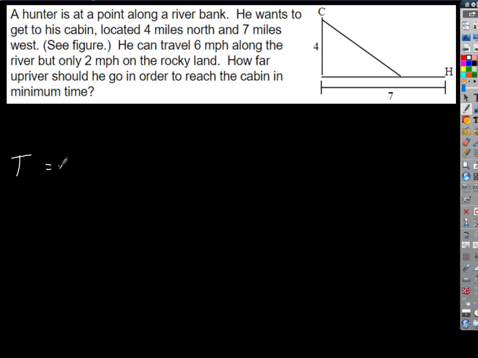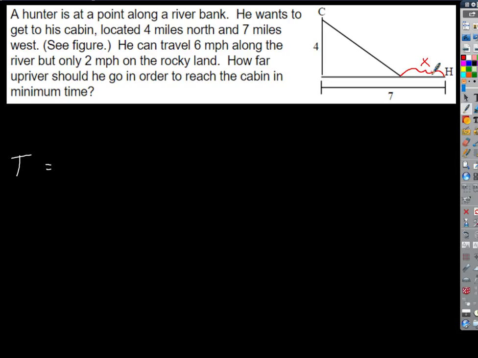To get there, what's the variable? The distance along the river. Let's call that x. If that's x, he's going to walk down the river x, and then he's going to strike off cross country.